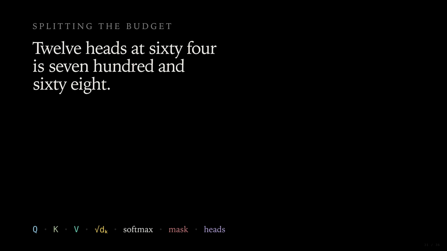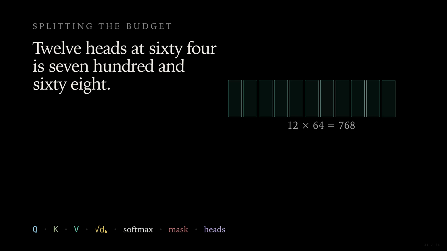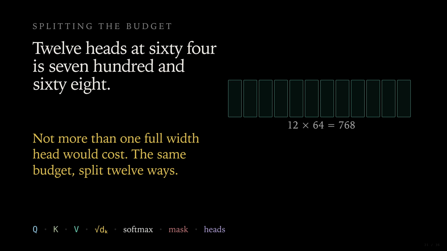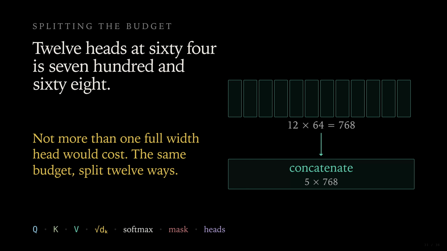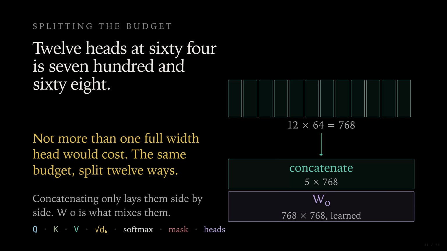This is where that 64 finally pays off. GPT-2 Small runs 12 heads, and each one projects down to 64, so every head runs the complete attention operation we just built. 12 heads at 64 each comes back to 768 in total, which means you are not spending any more than a single full width head would have cost. You are splitting the same budget 12 ways.